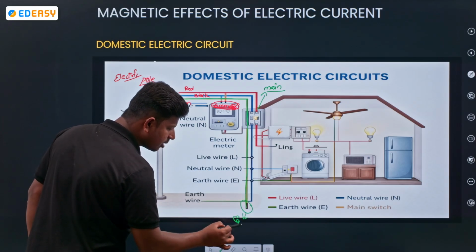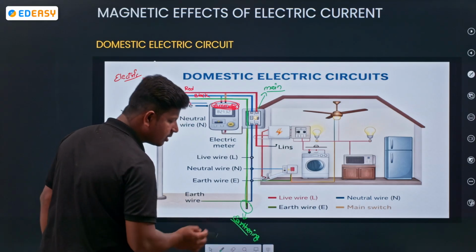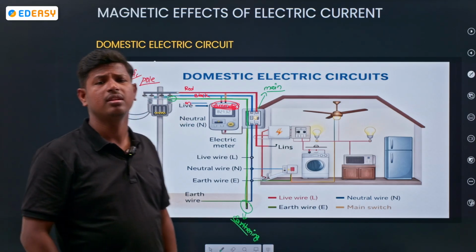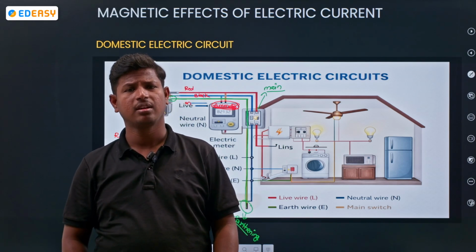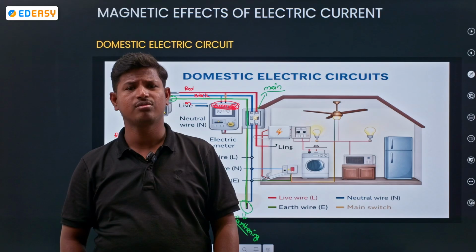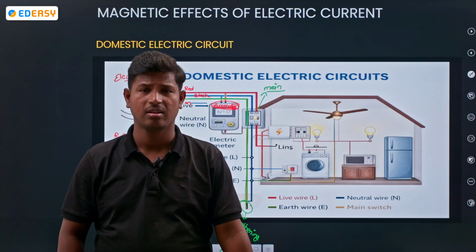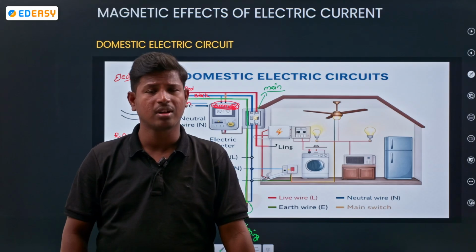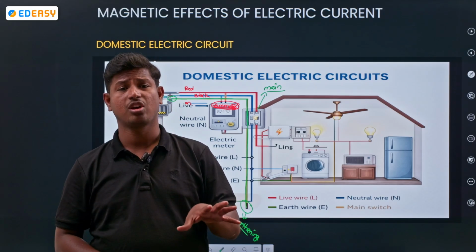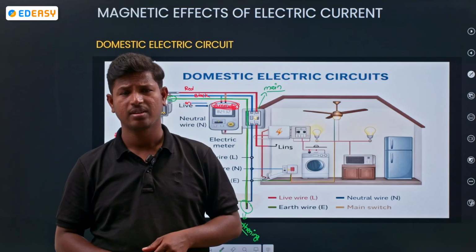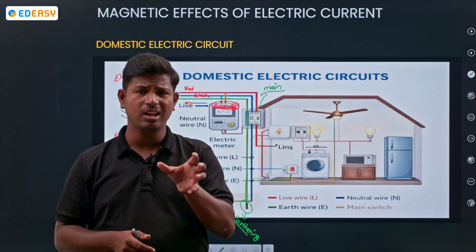From the main board, what did we do? Earthing. So why do we have to give earthing? What is the use of earthing? Earthing is nothing but protection. Sometimes you will get a maximum amount of current, sometimes short circuits. These are all there, right? So always for protection we give earthing.